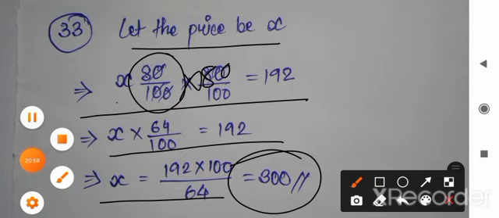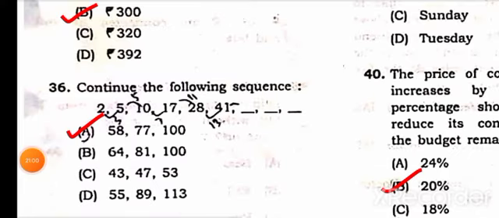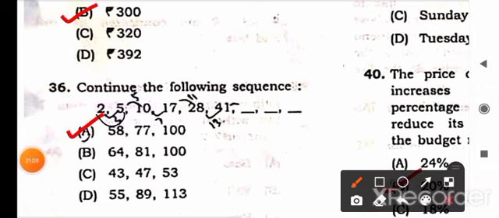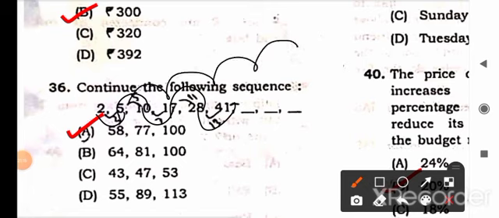Next question. This is again a series question. Like 2 and 5, gap 3. 5 and 10, gap 5. 10 and 17, gap 7. 17 and 28, gap 11. 28 and 41, gap 13. See, this is the prime number series going on: 3, 5, 7, 11, 13. Then comes what? 17. That's the prime number series. When you go again and again, you can solve this question.